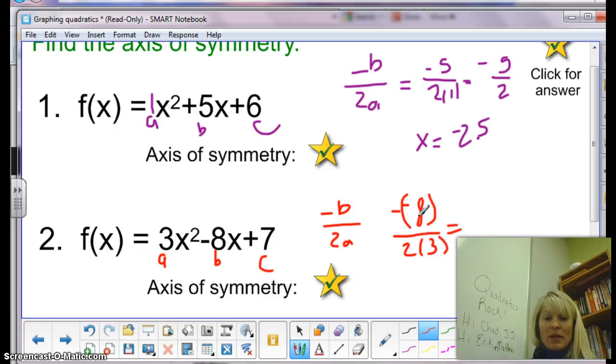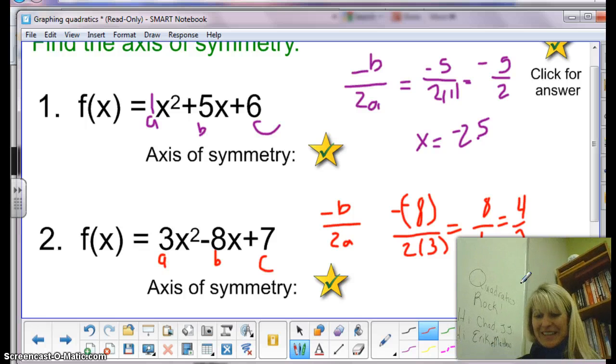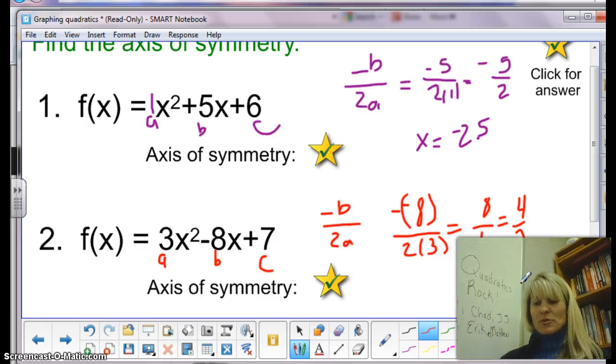So now I'm going to have negative negative 8, which would give me a positive 8. And then I have 2 times 3, which is 6. I can reduce this down, 2 goes in there. 4 over 3. So I can say my axis of symmetry is a vertical line at x equals 4/3. Or we could say 1 1/3, but we would not put this into a decimal, because 1 1/3 is 1.3 repeating, and then we would have to round, which would give us an approximate answer, not an actual answer.